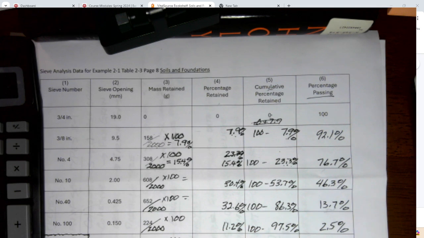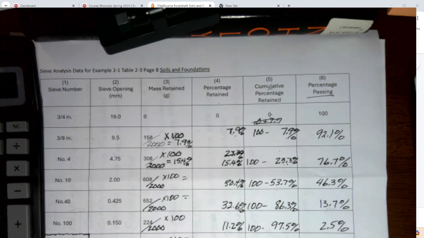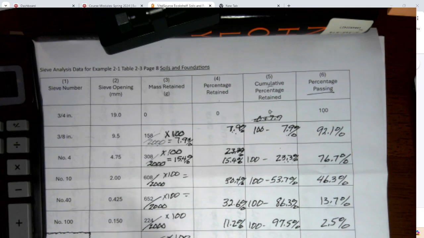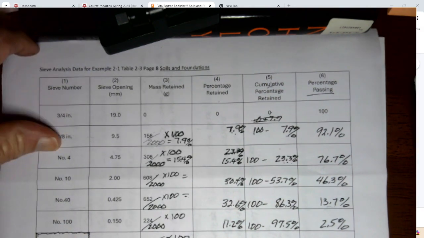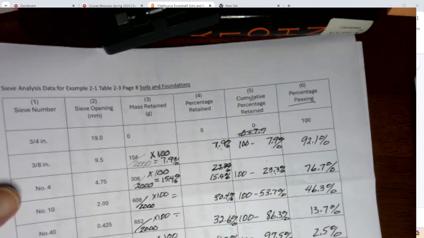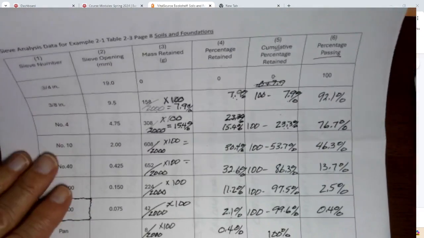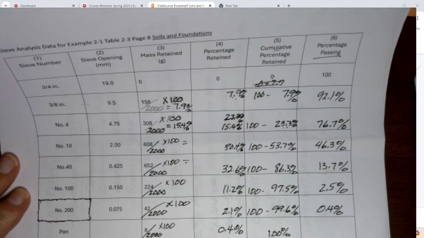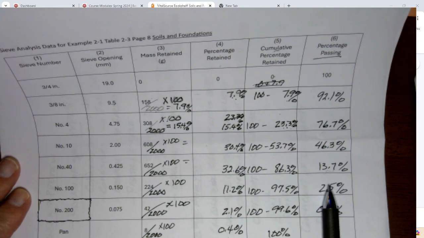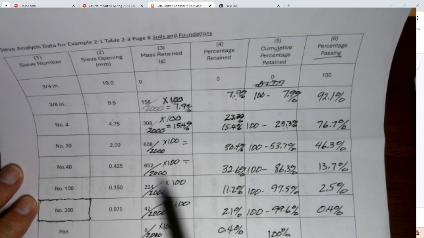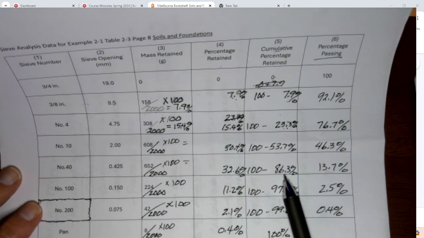Now we keep doing that, and then we get down to the pan. And in this case, the pan had 8 grams in it, and I divided that by 2,000. Are we showing that? No, we're not to the pan. We're at the number 40, I do the same thing, and I add that, and I get 86.